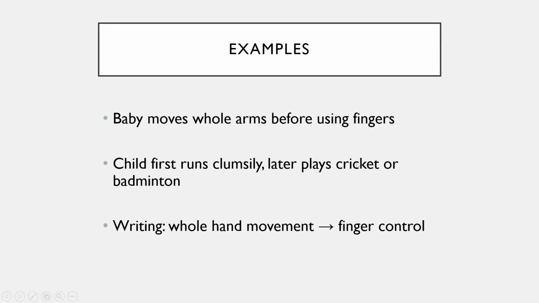Now, these are the examples. A baby moves whole arms before using fingers. A child first runs clumsily, later plays cricket or badminton. Writing goes from whole hand movement to finger control. So this is gross and this is fine.